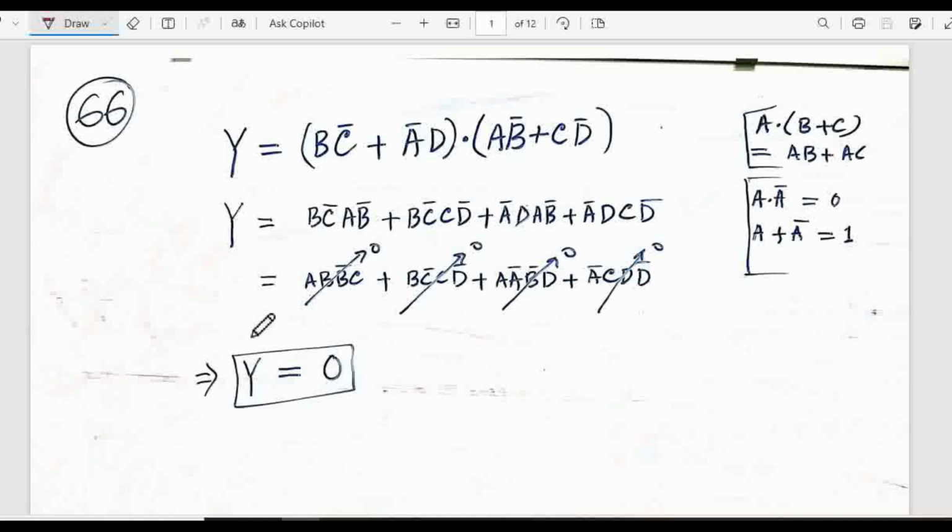How can you get 0? Because there are 4 terms here, and in every term some input and its complement is present. As you see here, B and B bar are present, here C and C bar, here A and A bar. So they will give 0 in all terms, and ultimately you get 0 as the output.